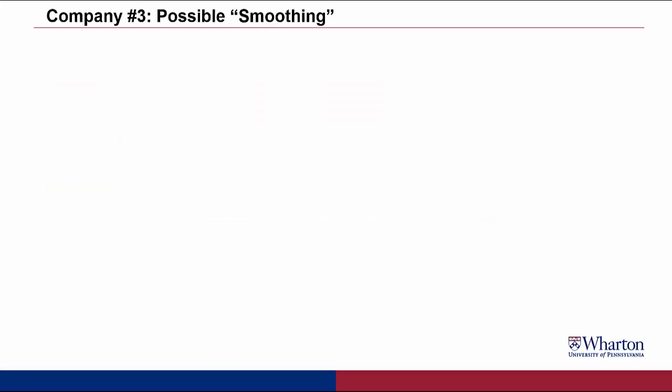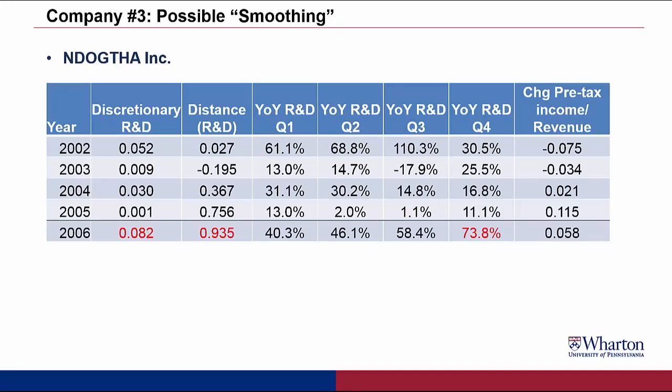And then the last situation is a potential smoothing situation. The company we're going to look at here is Endogtha. They also had a big positive discretionary R&D in 2006, indicating they spent more in R&D than expected. Their distance measure was 0.935, which means they could increase their R&D by 93% over the prior year and still have an increase in earnings.